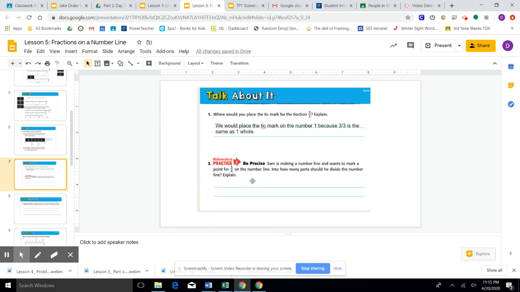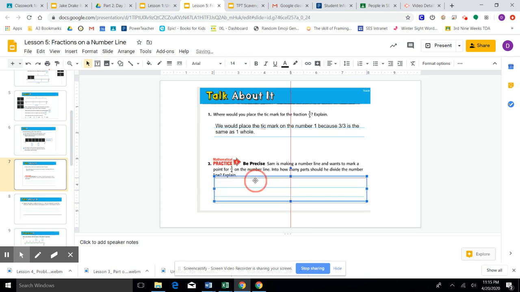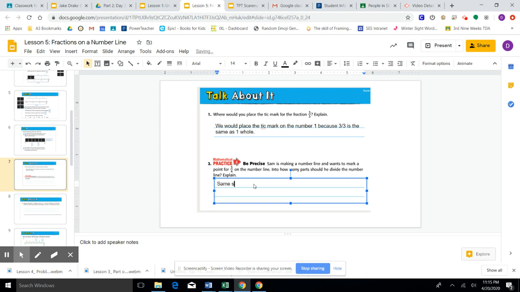So now I'm looking at this one, and it says he wants to make it for 3/4. How many parts should he divide the number line? How many parts do you think he should divide it into? Okay, good. Sam should divide the number line into 4 parts because 4/4 equals 1 whole.